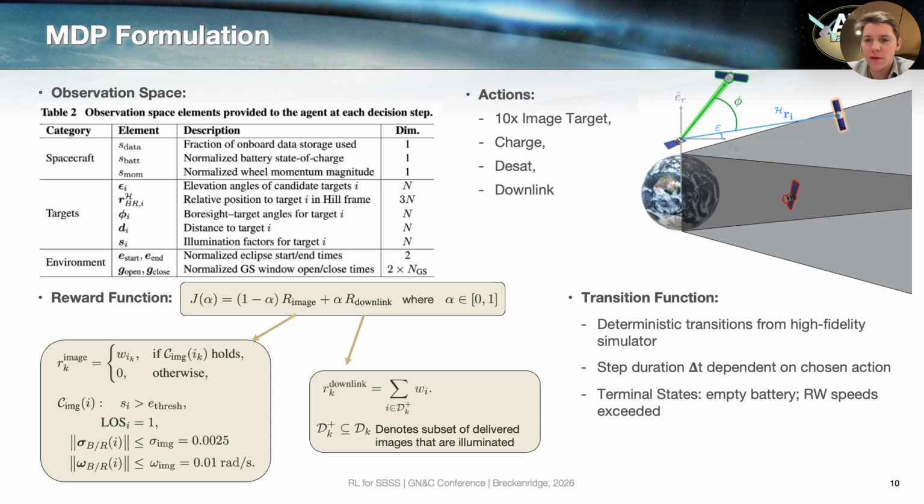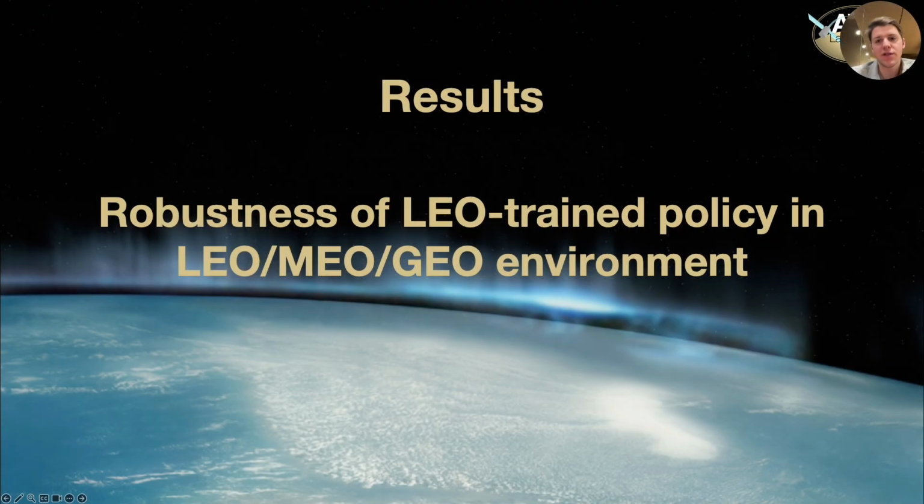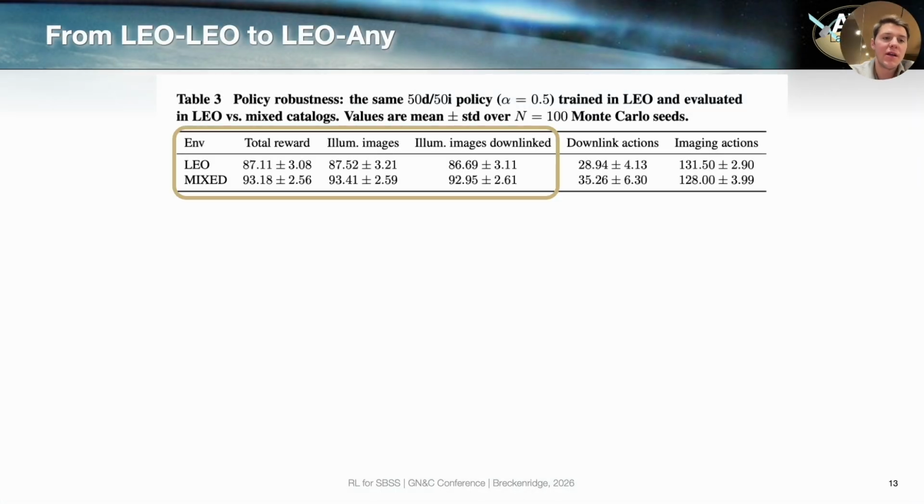So looking into the results, first, the robustness of a LEO-trained policy in a mixed environment where you have LEO, MEO, and GEO targets. Looking straight into the results here, in particular these first 3 columns, the total reward is actually higher when you go from a LEO environment to a mixed environment. And here we're using a policy of alpha equals 0.5. So you get half the points for imaging a satellite, imaging an RSO, and the other half for downlinking it.